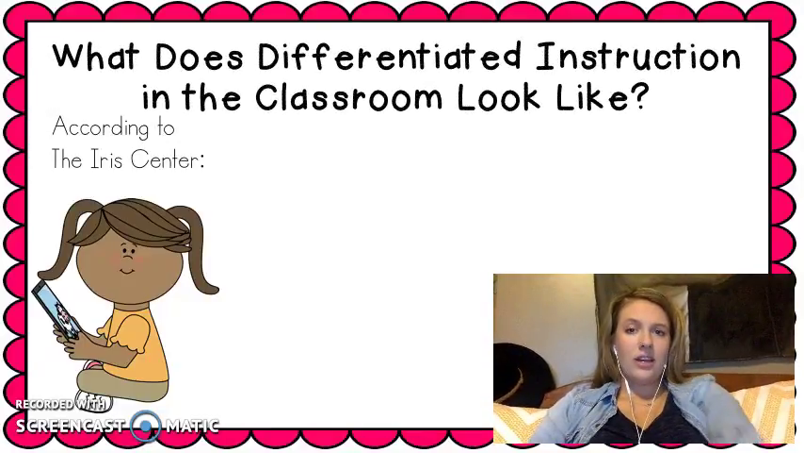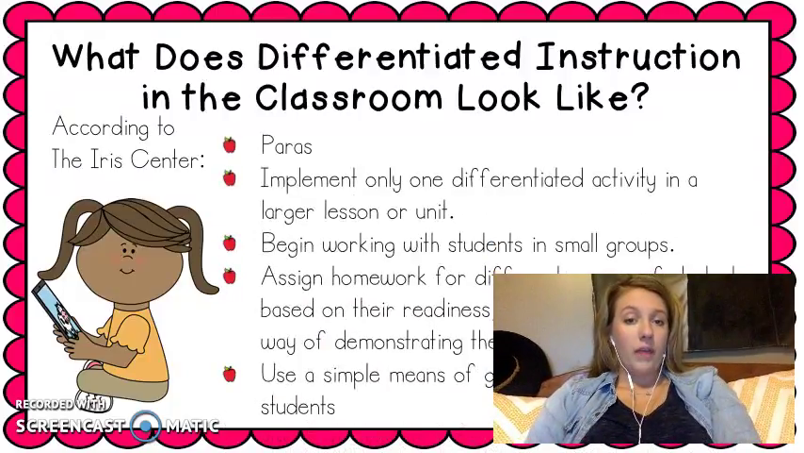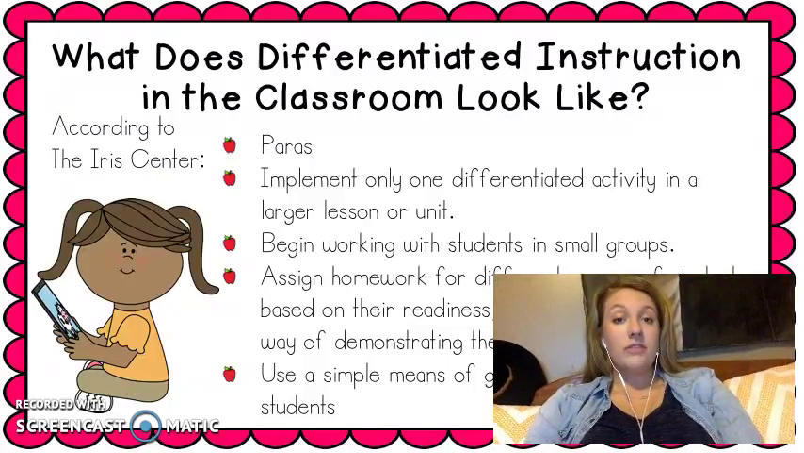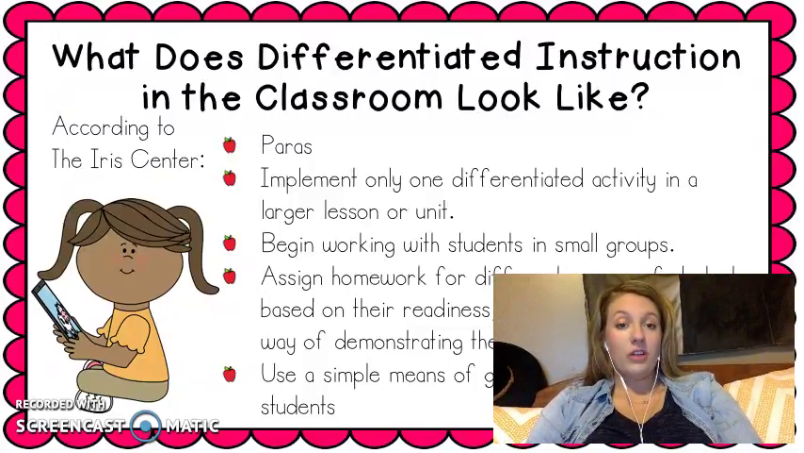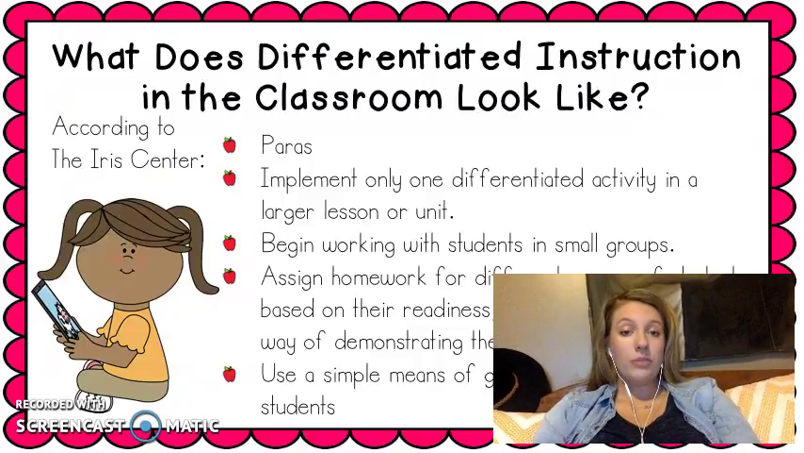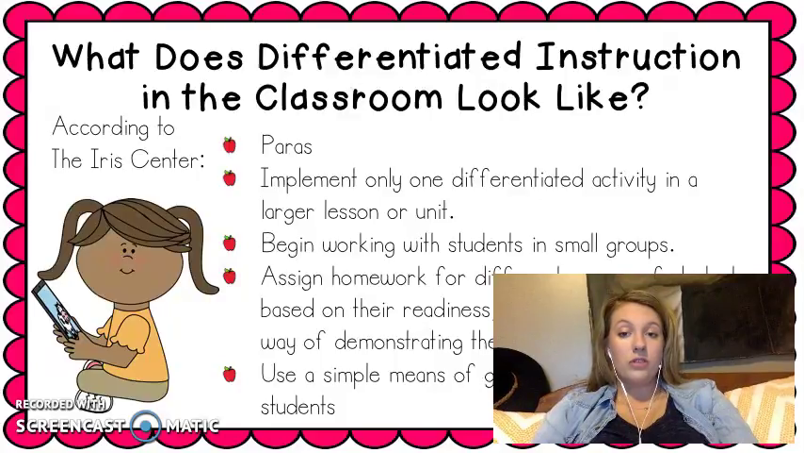What does differentiated instruction look like in the classroom? According to the Iris Center: use paras, implement only one differentiated activity in a larger lesson or unit, begin working with students in small groups, assign homework for different groups of students based on their readiness, interest, or preferred way of demonstrating their knowledge, and use simple means of gathering information about all students.